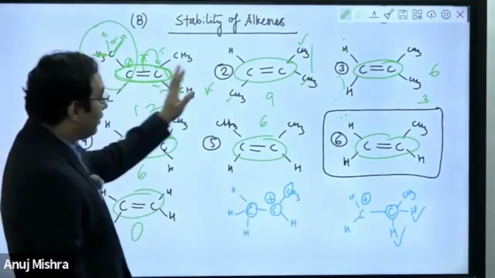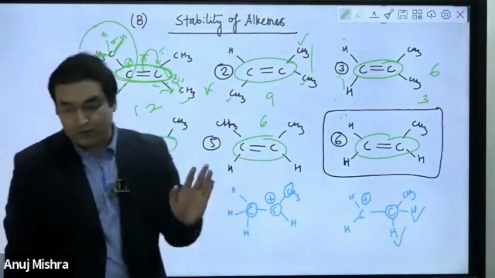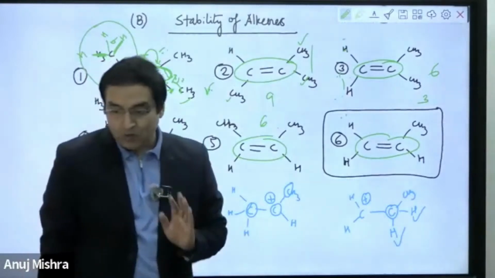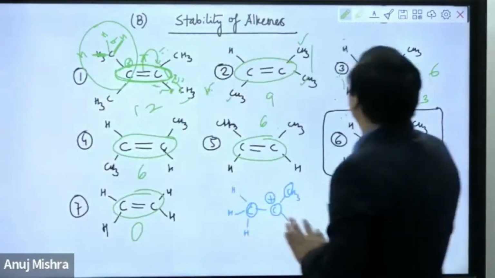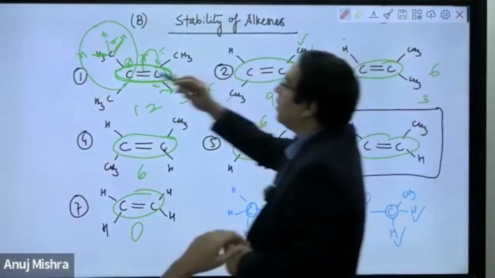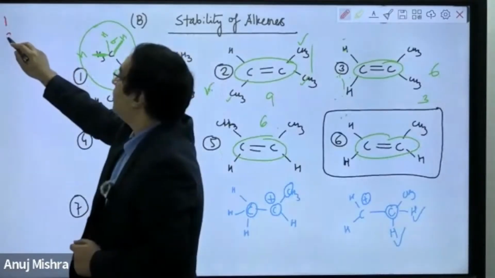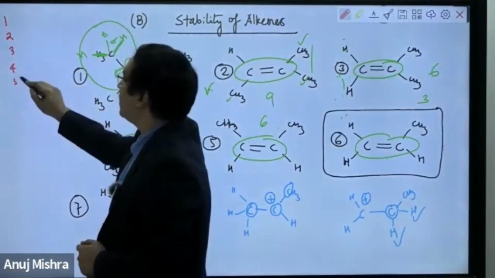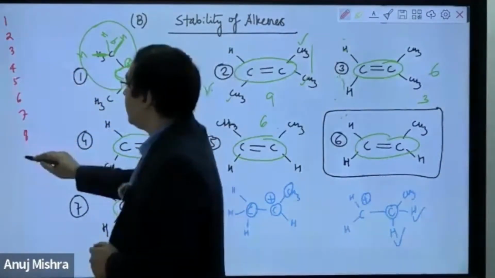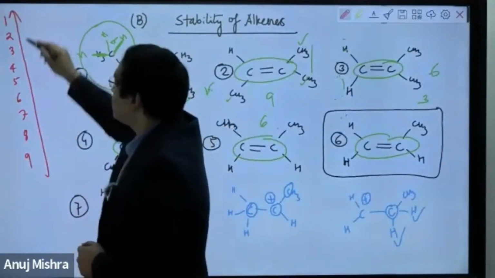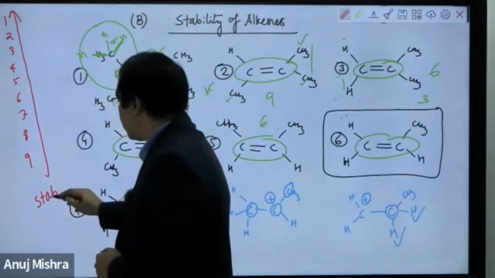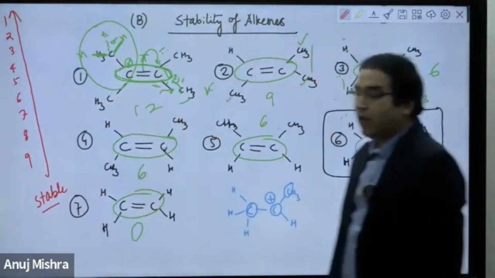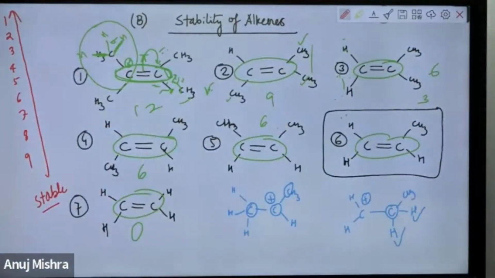So out of 1, 2, 3, 4, 5, 6, 7, if all of you have written them, which is the most stable alkene among these? Your answer would be 1, better than 2, better than 3, better than 4, better than 5, 6, 7, 8 and 9. Now, this is the order of stability. Please note down. The question comes, why and how?